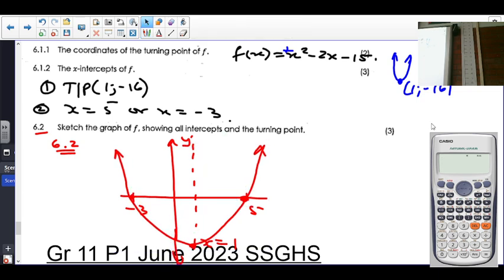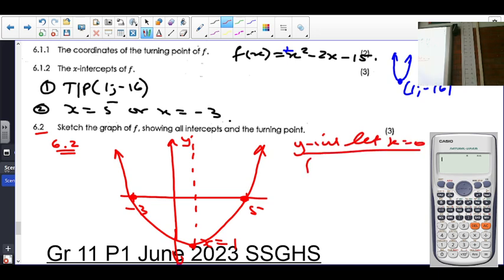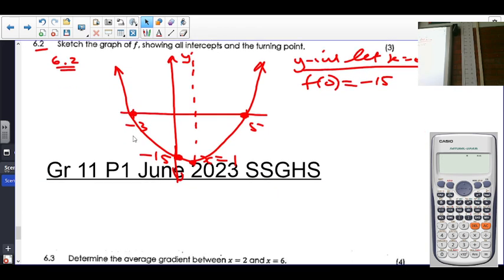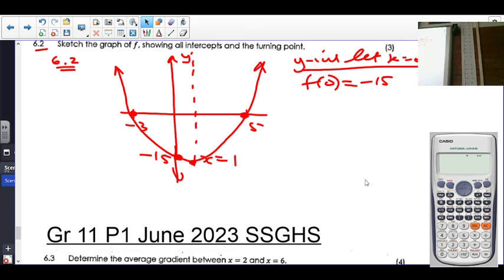Okay, so also we can work out our y-intercept. How do you calculate y-intercept? We let x equal to 0. So f of 0 is equal to -15. So my y-intercept here is -15. And importantly, we write in our coordinates of the turning point, which is 1 and -16. Okay.